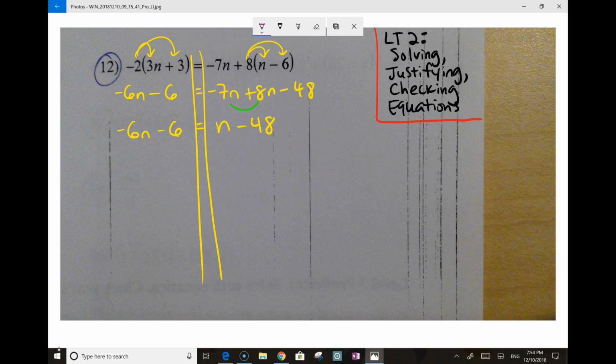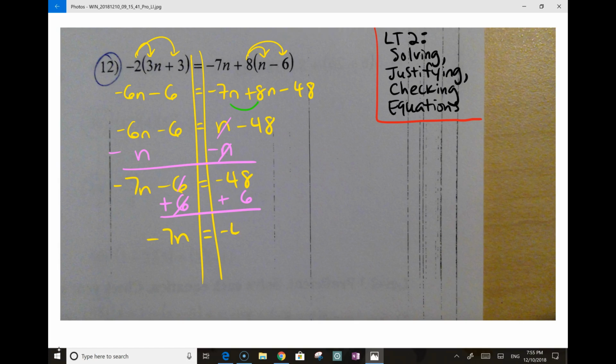So I'm going to go ahead and move my n value by subtracting n and placing it there. These two eliminate, and what I get is negative 7n minus 6 is equal to negative 48. And then continuing to solve, now that I've decided that I want to move my variables to the left side, that means I now need to move all my numerical values to the right side. So I'll begin with the inverse of negative 6. These two eliminate. What I get is negative 7n is equal to negative 42.